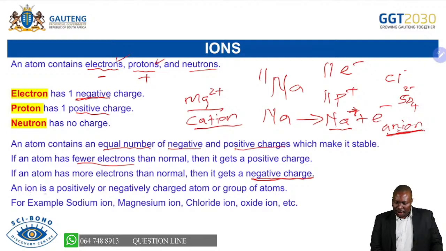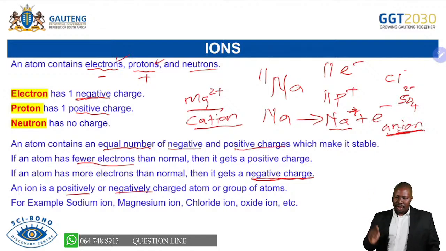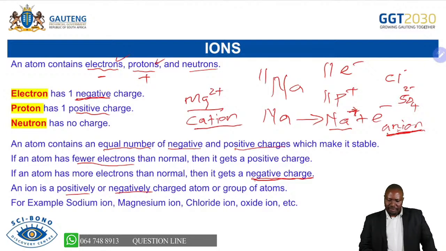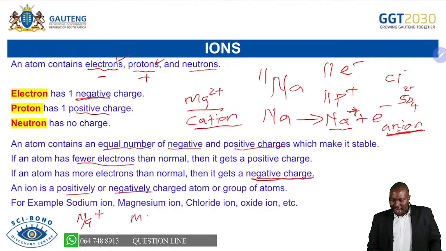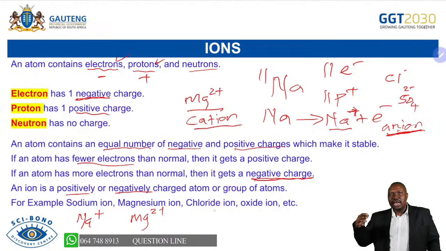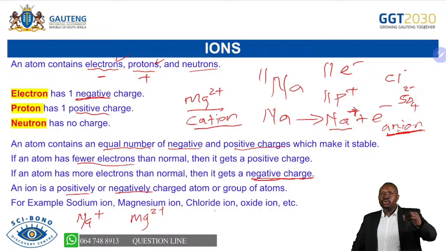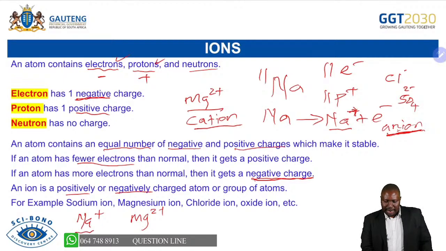So we're saying an ion is positively or negatively charged, as I indicated, that when you have a positive, we call it a cation. When you have a negative, we call it an anion. And we're saying, for example, sodium ion that I gave you is sodium plus. Magnesium ion is magnesium 2 plus there. So I think you will be asking yourself, how do we know whether it will be a plus 2 or a plus 1? For example, sodium. So this depends on the group number.